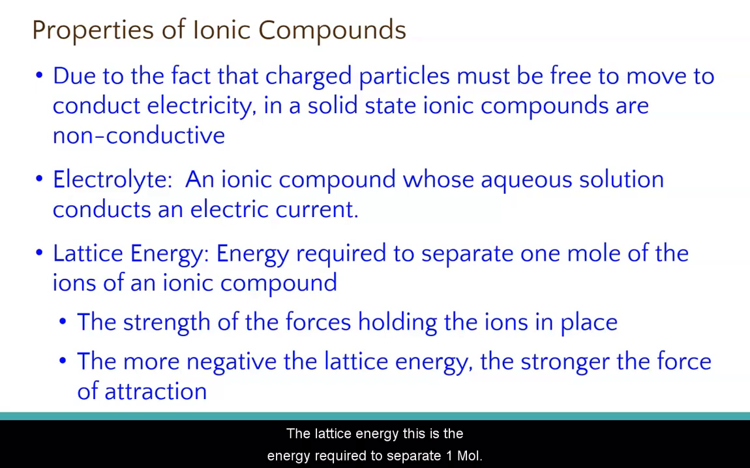The lattice energy, this is the energy required to separate 1 mole, which is an amount of particles. And it's easy to understand. We use moles a lot in chemistry because 1 mole of one thing is exactly the same as 1 mole of another. It's the only unit in chemistry that can be directly converted because they're all the same. So back to lattice energy. It's the energy required to separate 1 mole of the ions of an ionic compound. This is the strength of the forces holding the ions together. So remember I said the more negative, the stronger. Lattice energy is measured in kilojoules per mole. And so the more negative it is, the stronger it is.